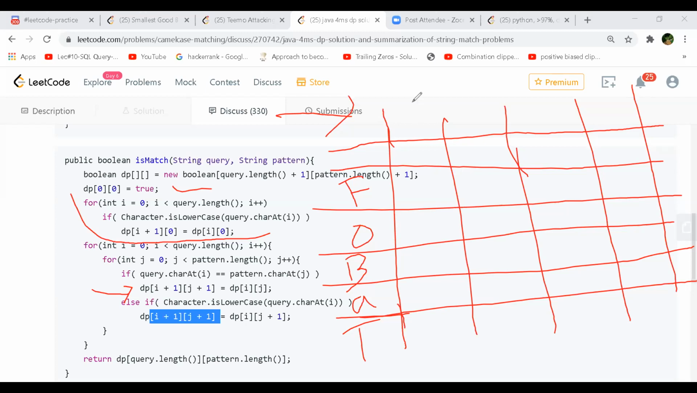So he's taking the next column and current row value, right? This is the current row and next column, right? J plus 1. No, actually, see, he's, yeah. So j plus 1 will be the same column, correct? Yeah, so he's incrementing the query. Yeah, that is correct. Because I is a query. So he has written it the reverse, right? I plus 1 and j plus 1.